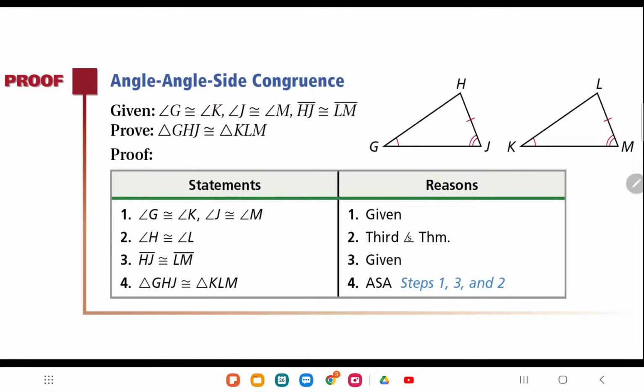Let's see a proof of this here. So I'm given that G is congruent to K, J is congruent to M. That means by the third angles theorem that H must be congruent to L. I'm given that HJ is congruent to LM. And so I have angle side angle right here, which I was previously using as a postulate, and therefore the two triangles must be congruent. So that proves that angle, angle, side congruence must work if we accept angle, side, angle.